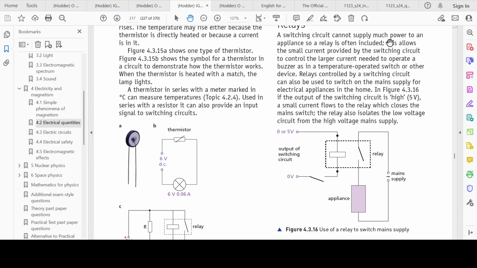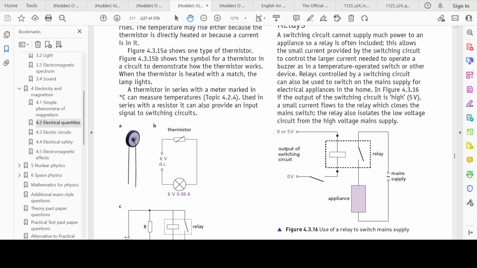A switching circuit cannot supply much power to an appliance, right? So a relay is often included, right? So just for clarity, a switching circuit is an electrical circuit designed to control the flow of current by turning components on or off, or alternating between the on and off state, on and off modes. So basically turning stuff on and off is a switching circuit, right? So a switching circuit cannot supply much power to an appliance, so a relay is often included, right?